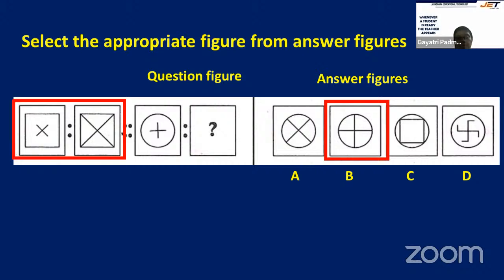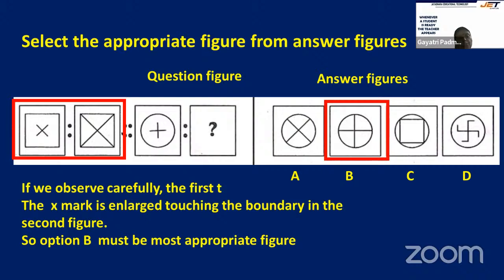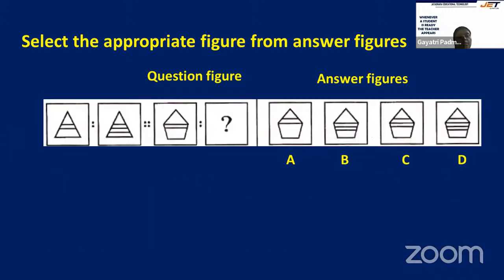How? See here in the question, if we observe carefully, in the first figure the X mark is enlarged, touching the boundary in the second figure, right? Similarly, option B, if you enlarge this, all right, students, see how beautifully this has been explained. Like how in the first figure it has been enlarged, if you enlarge, then you should touch all the corners of the circle. That is why option B is the correct one. All right? Yes. With this, let's move on to the next question.